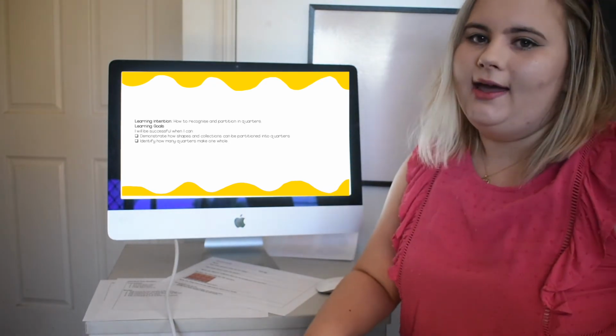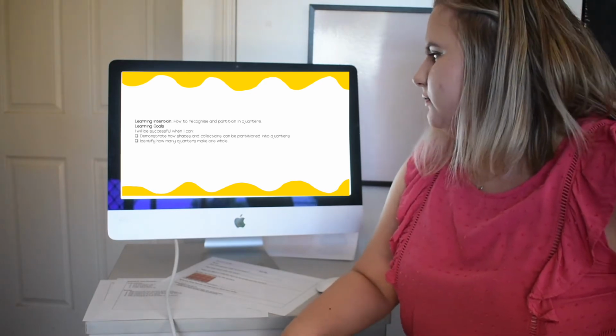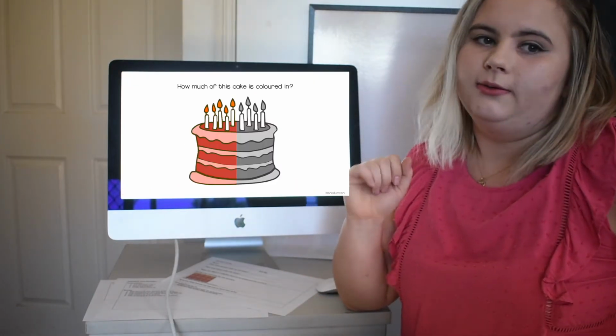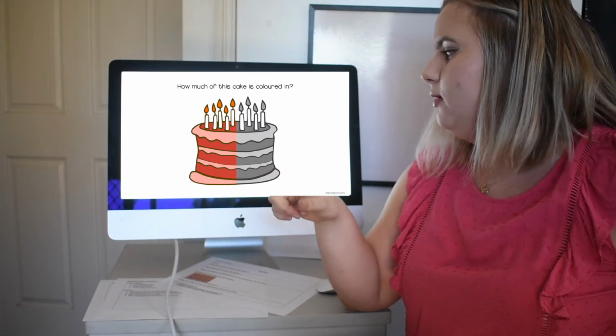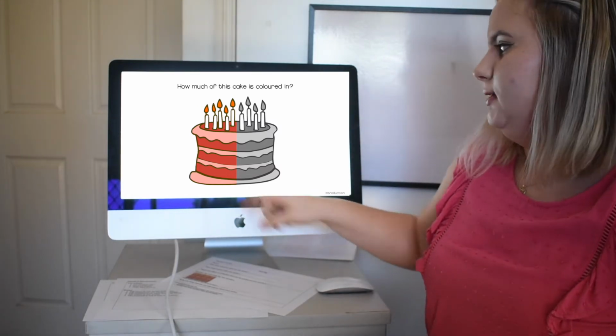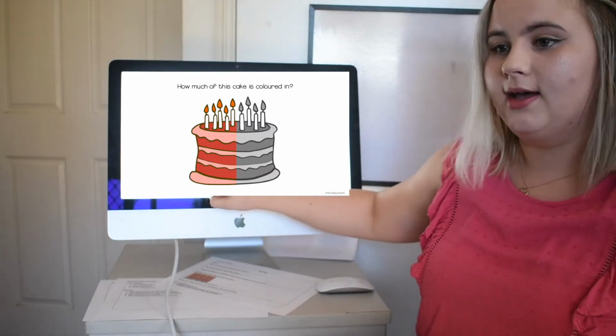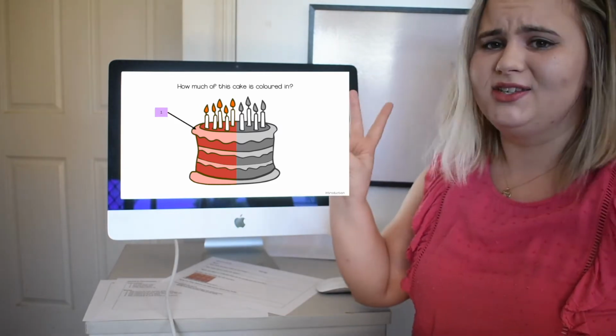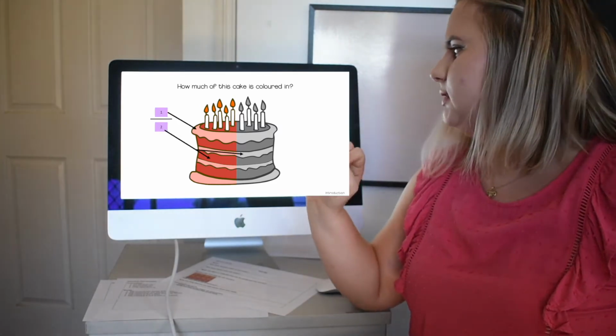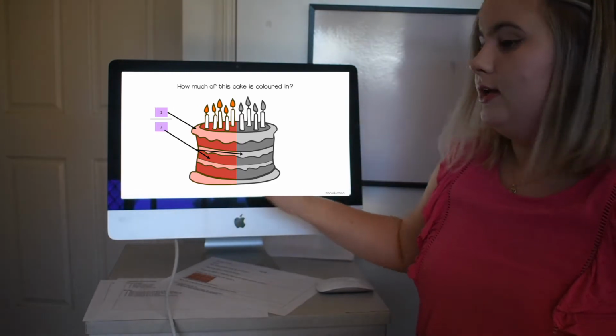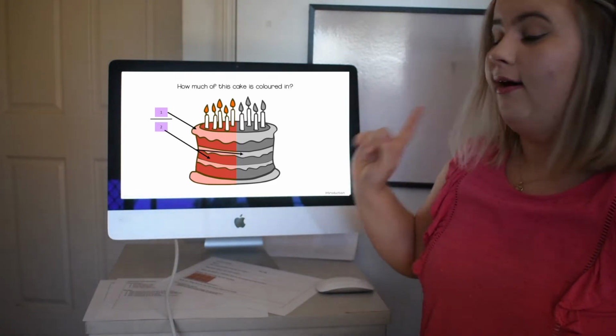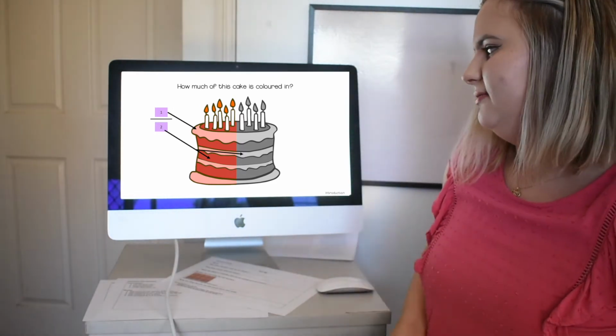Alright, so let's look at our cake. How much of this cake is coloured in? Well, we know that one part of the cake is coloured in, and there are two parts of the cake. That means that if we have two equal groups, only half the cake is coloured in.